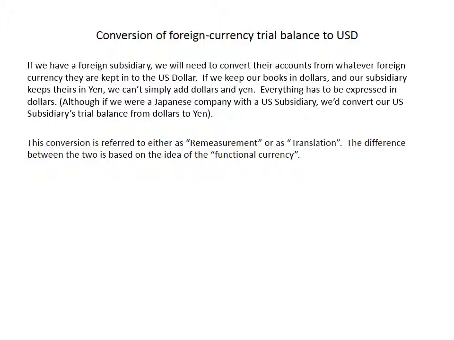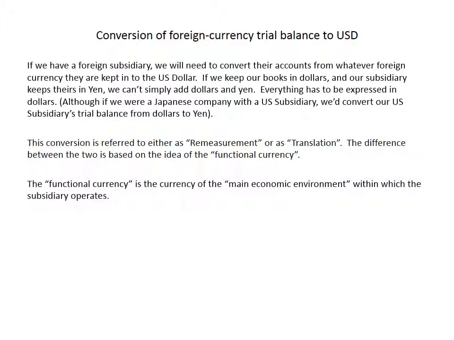This conversion is referred to either as remeasurement or as translation. The difference between the two is based on the idea of the functional currency. The functional currency is the currency of the main economic environment within which the subsidiary or entity operates.